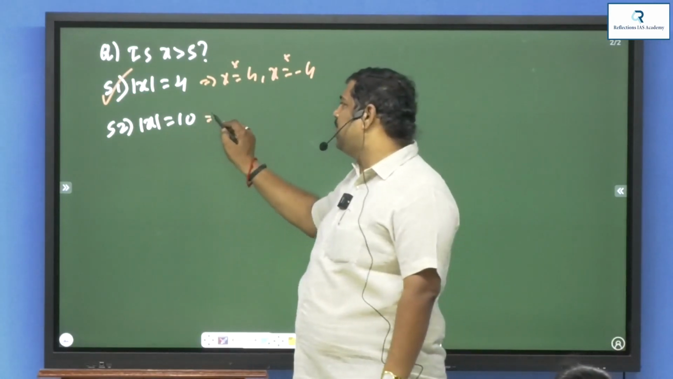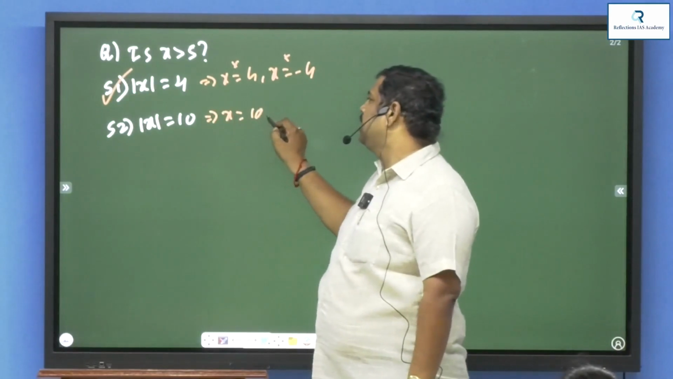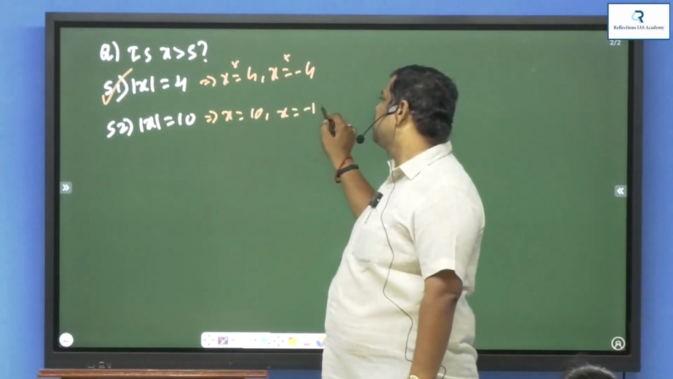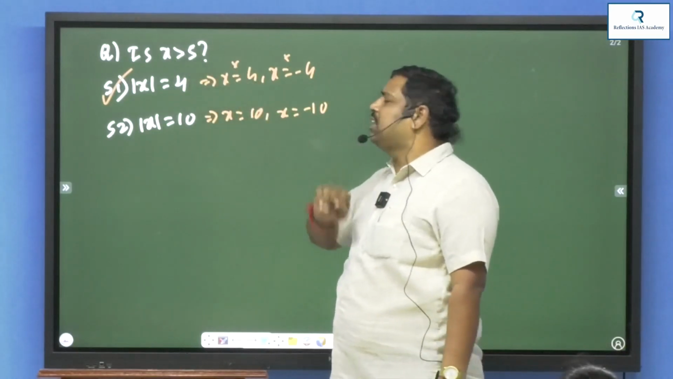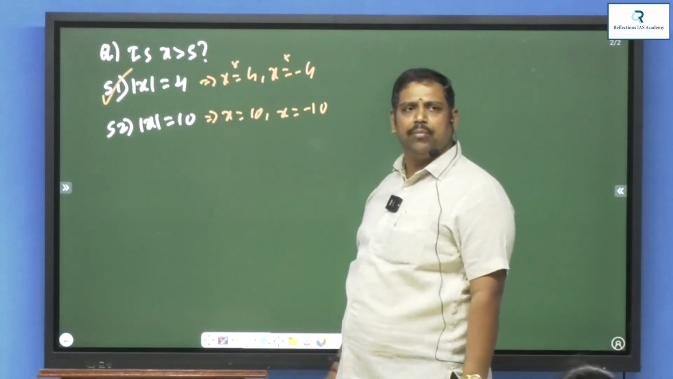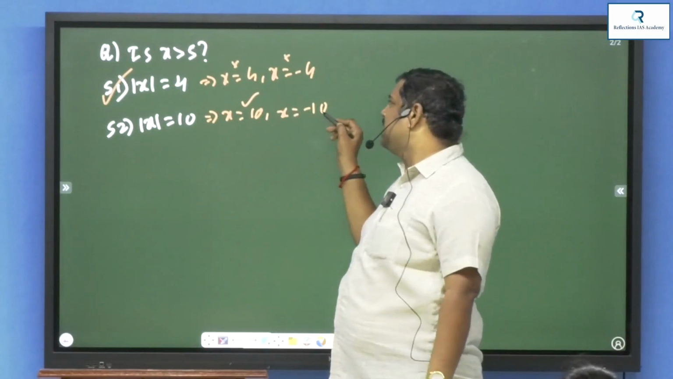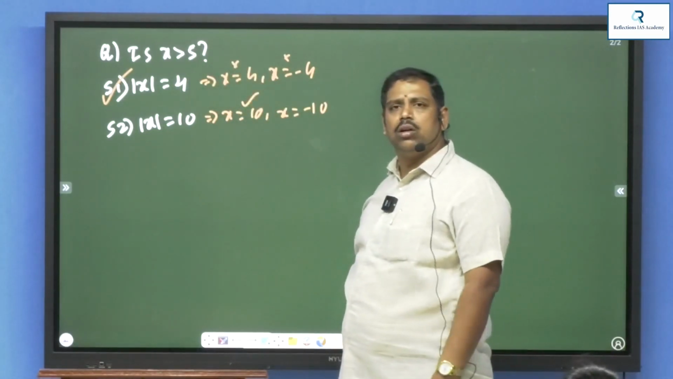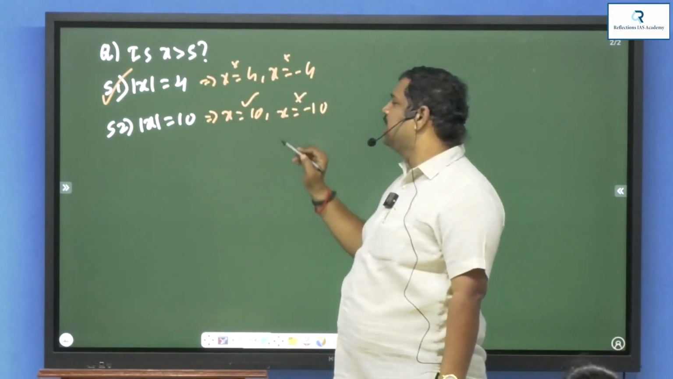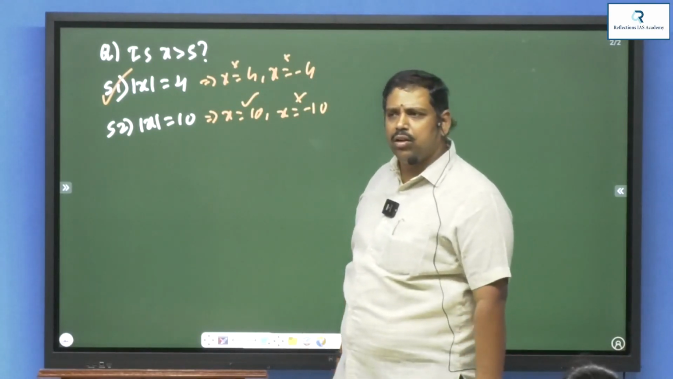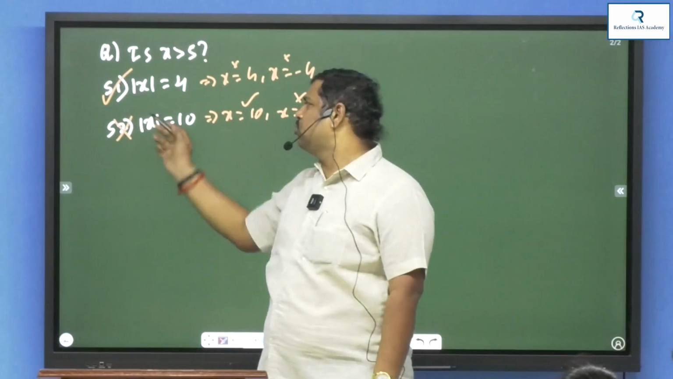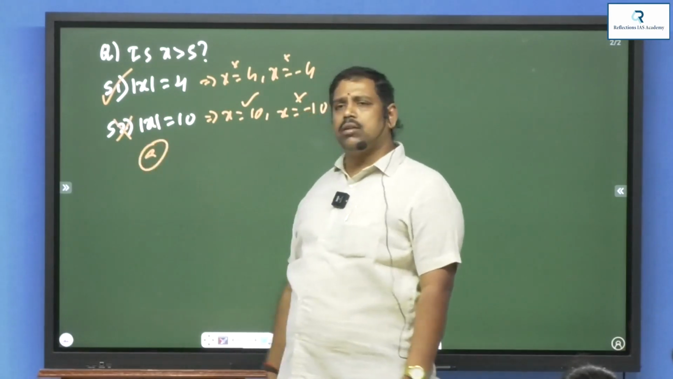Shall we go for S2? Mod x is equal to 10. What is the value of x here? 10 or minus 10. Suppose I am taking x is equal to 10. If x is equal to 10, is x greater than 5 right or wrong? Say it loudly. Right. If x is equal to minus 10, is x greater than 5 right or wrong? Wrong. Sir, sometimes you are saying yes, sometimes you are saying no. Now tell me, the data is sufficient or not sufficient? Not sufficient. S1 sufficient, S2 not sufficient. Means which option is the answer?